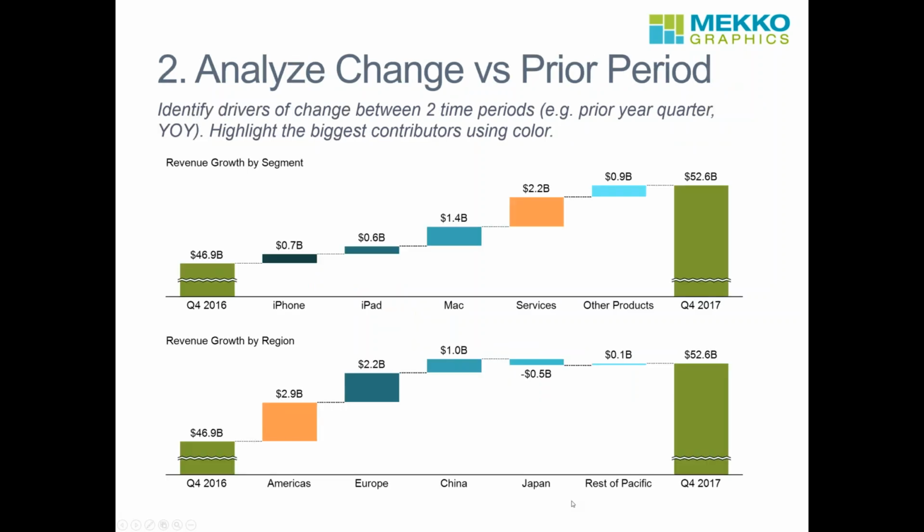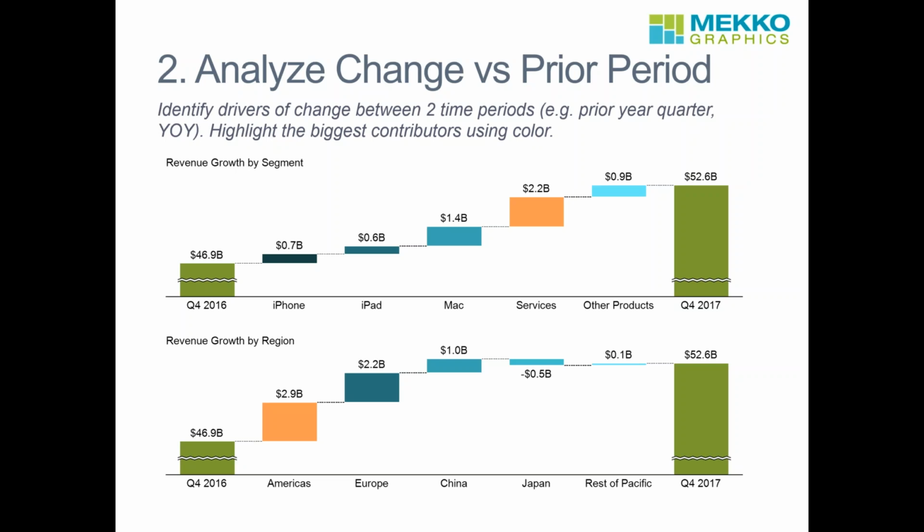The next is another very common use of a cascade chart. Here we're looking at change versus prior period. This is probably the use case that I see most from our customers. You've got your Q4 revenues or your Q4 profits, and you want to turn them into your Q1 revenues or Q4 following year revenues or profits, and you want to know why it changed. You want to split out that change. So here's an example from Apple, and we split it out in two ways.